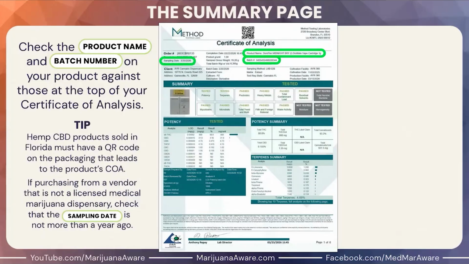So what you want to do is you want to pay attention to what they call the sampling date. When was that product actually tested? And typically you want to get a COA that the product has been tested within the last 90 days.